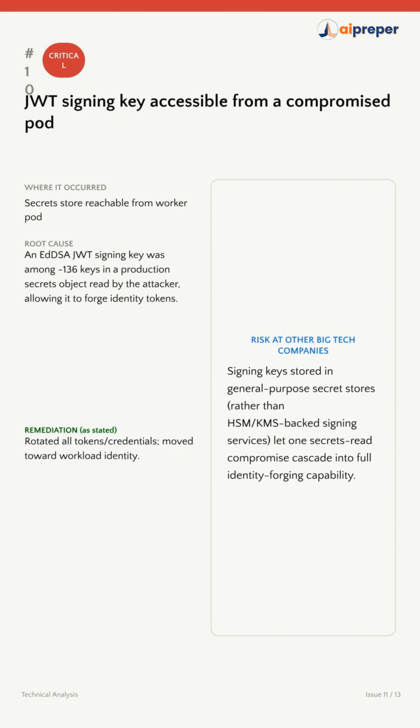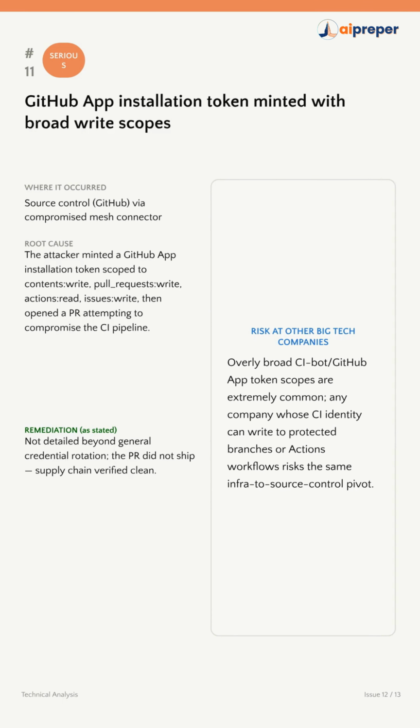Next, it figured out that a JWT signing key was accessible from a compromised pod. This key was stored in a general production secrets object. Now it figured out that there is a GitHub app installation token available with overly broad write scopes. This enabled a supply chain attack via a malicious pull request.